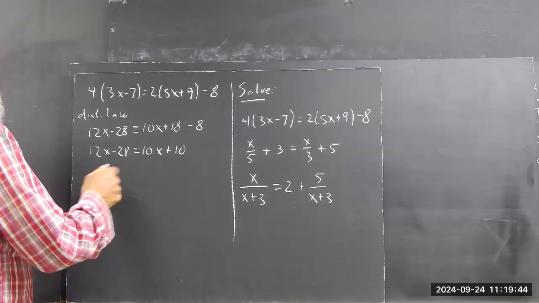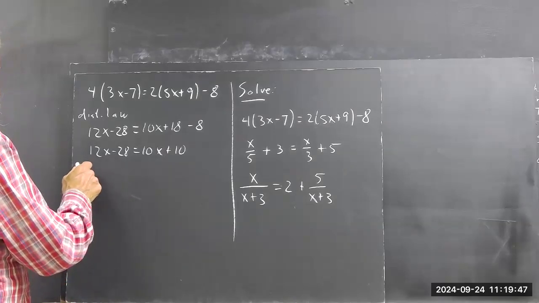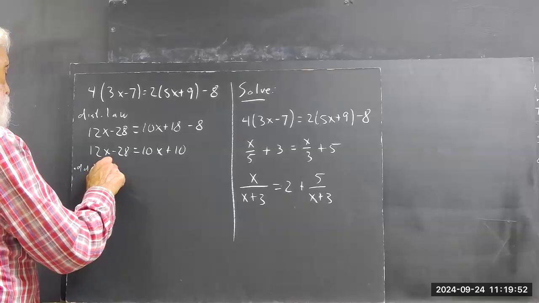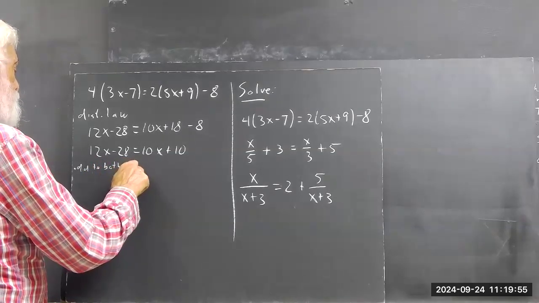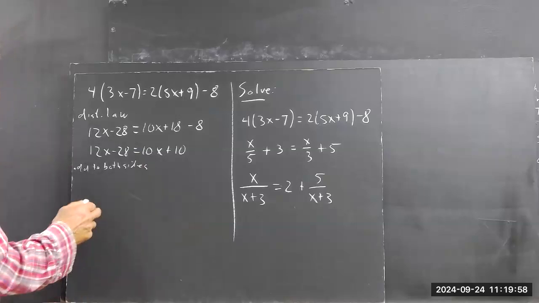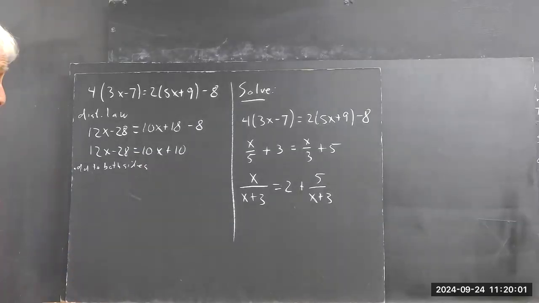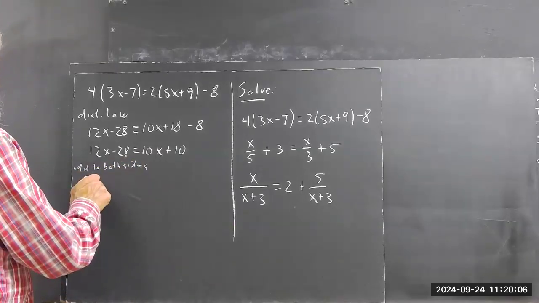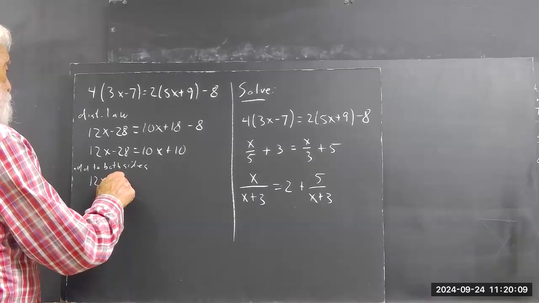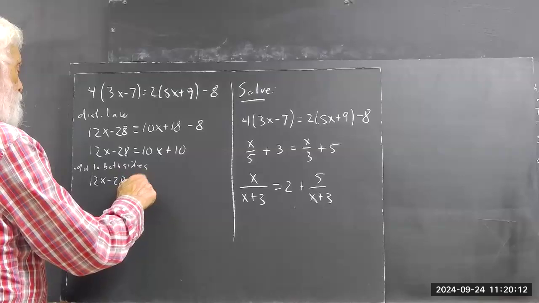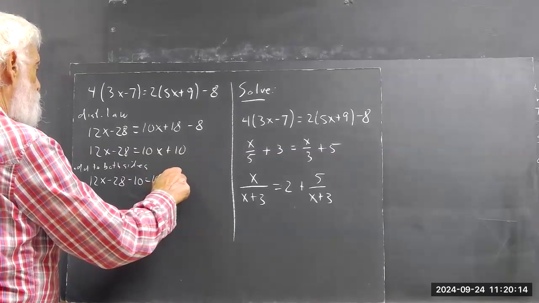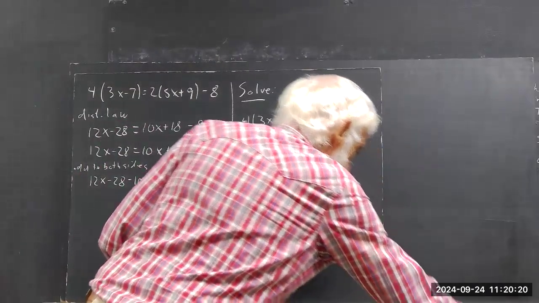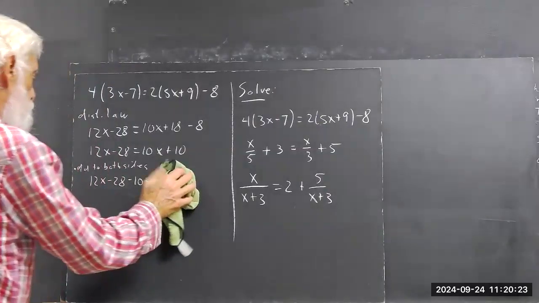And now I'll do it in 2 steps. It's a little note. It'll be easier to see if you happen to be looking at the video. You might not have any need to do all this. But add to both sides, you got 12x minus 28 minus 10. It's 10x.